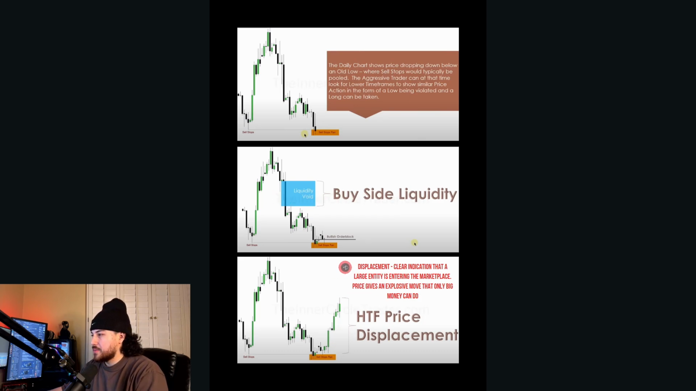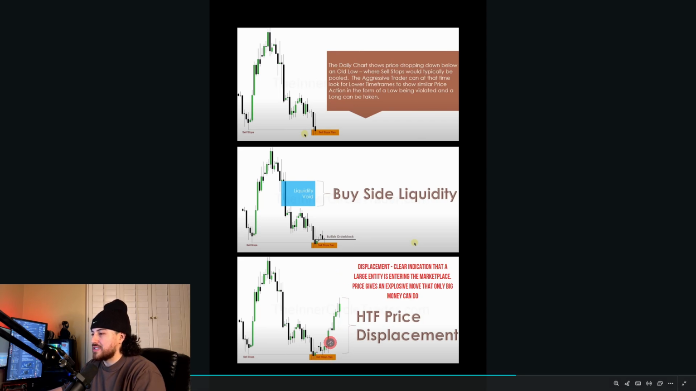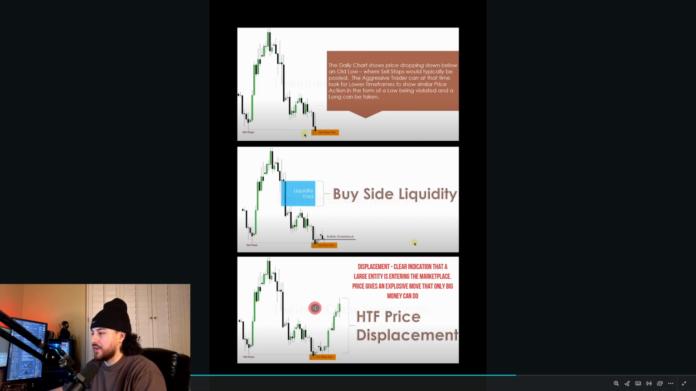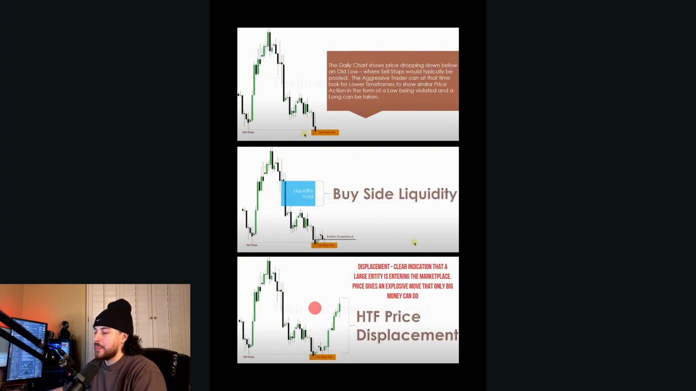Down here, we have displacement, a clear indication that a large entity is entering the marketplace. Price gives an explosive move that only big money can do. As you can see, price moves heavily to the upside very fast and very quick, or in other words, explosively. When you see this, this is called displacement. The only way this can happen is if big money is in the market. They are the ones moving price so hard and fast. So when we see this, this is a good sign that the banks are present in this area and most likely going to move further to the upside.